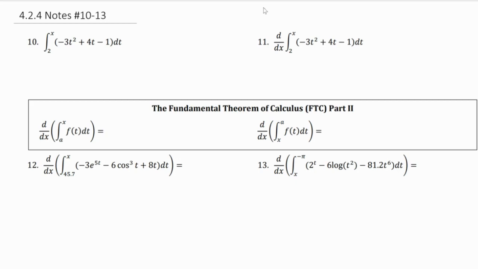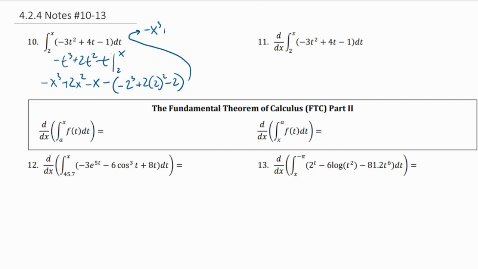When you're solving an integral, the first thing you want to do is find the antiderivative. So that's going to be negative t cubed plus 2t squared minus t from 2 to x. Plug in x, you get negative x cubed plus 2x squared minus x, minus negative 2 to the third plus 2 times 2 squared minus 2. And that just becomes negative x cubed plus 2x squared minus x. And then negative 8 plus 8 cancels, and you just get minus negative 2, so plus 2.